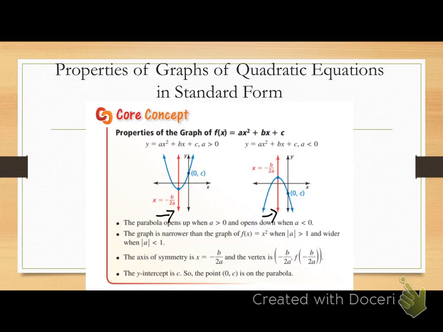That means all the points on the right-hand side of the parabola are the same distance from that red line as the points on the left-hand side of the parabola. Does that make sense? So if this point right here is 1 unit away from the axis of symmetry, this point on the opposite side is also 1 unit away from the axis of symmetry. All the points are equal distance from that axis. Everyone got that?